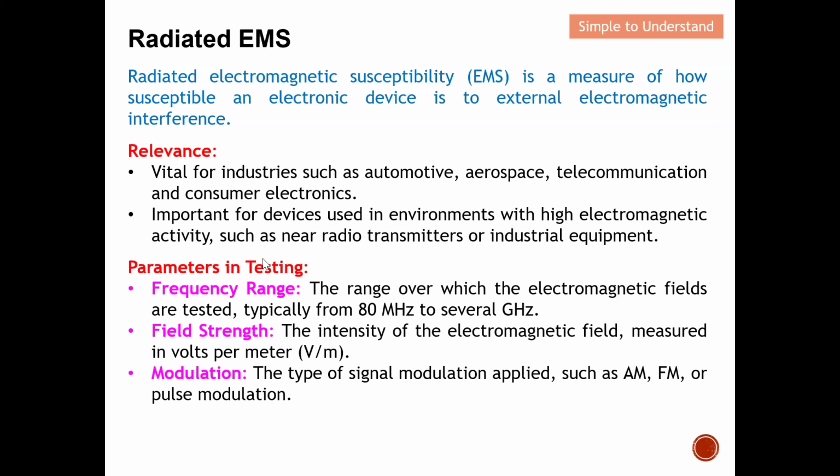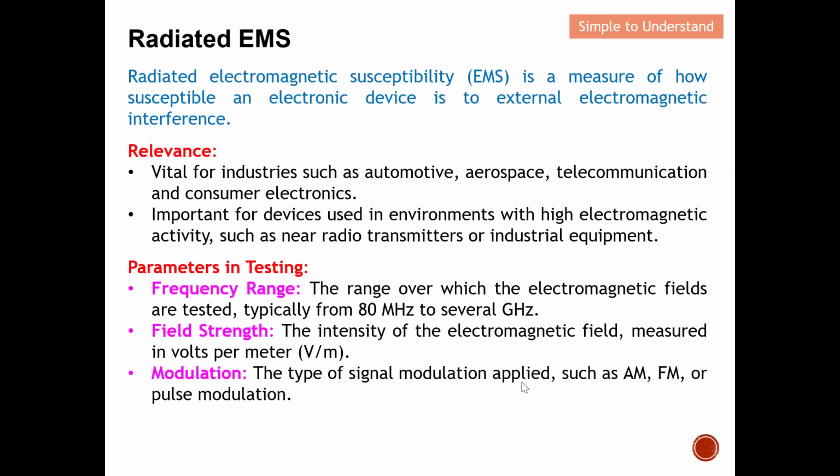The parameters in testing: the frequency range to do this test is typically 1G or maybe up to 6G. Nowadays the standard is up to 6G. The frequency to start will be from 80 megahertz. The field strength, there are a few options, 3 volts per meter, 10 volts per meter. Depending on your DUT, we will then decide on the field strength.